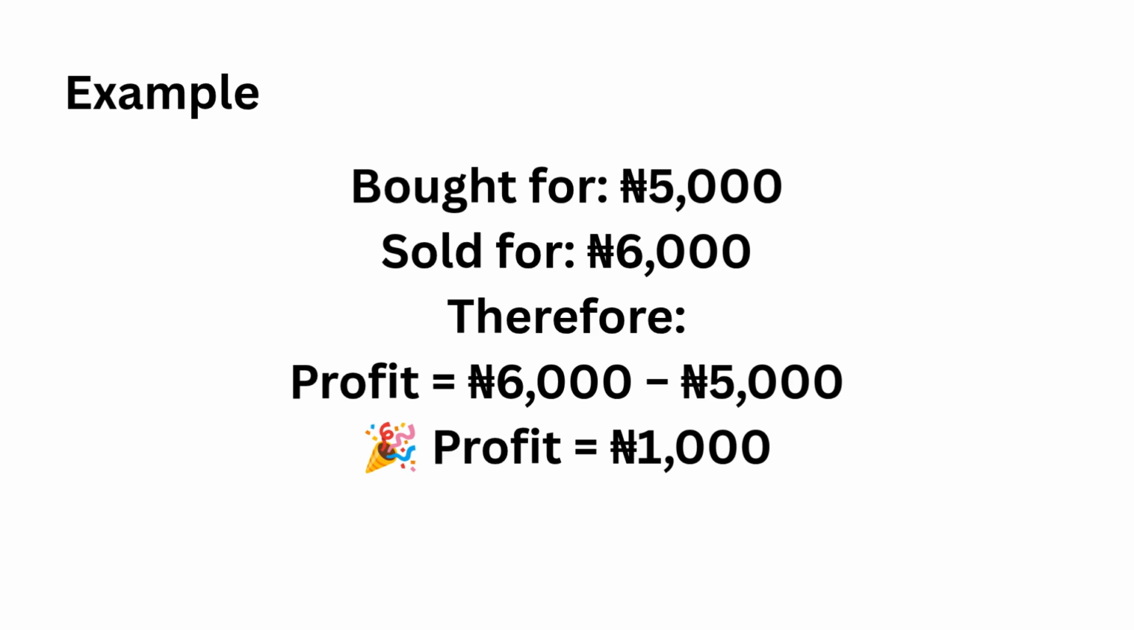Let's use our bag for example. You bought it for 5,000 naira. You sold it for 6,000 naira. So we subtract the cost price from the selling price. And the cost price is 5,000. The selling price is 6,000. So 6,000 minus 5,000 equals 1,000. Your profit is 1,000 naira. Congratulations! Your imaginary business is already making money.